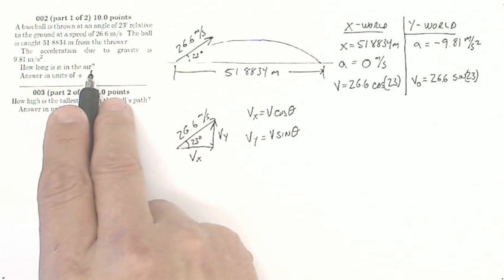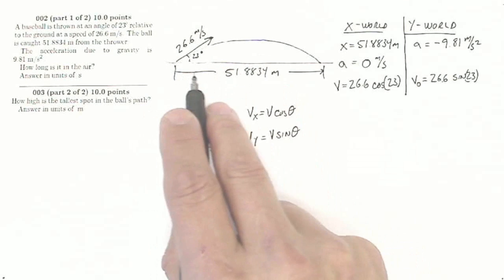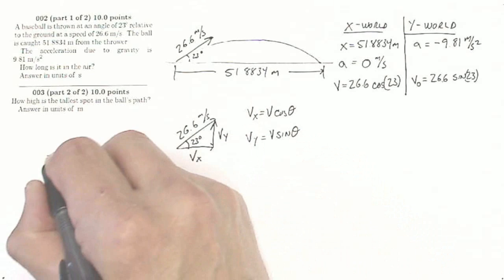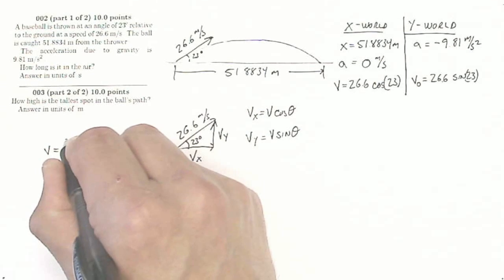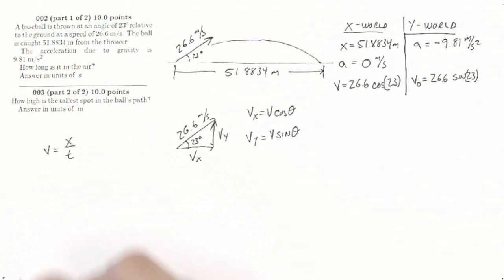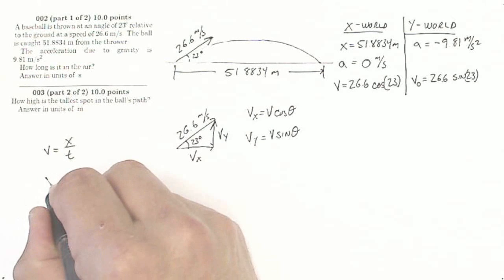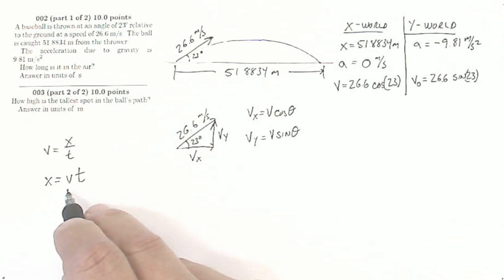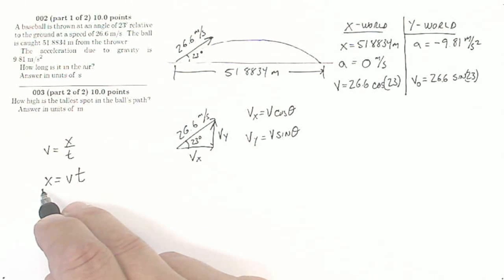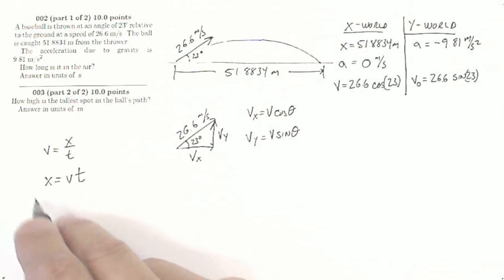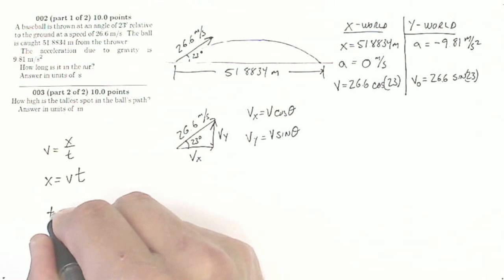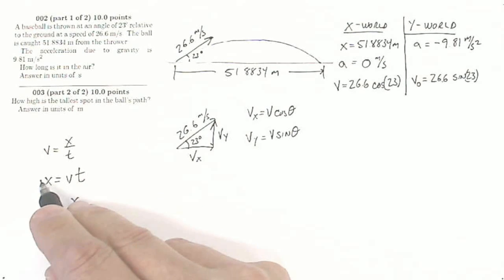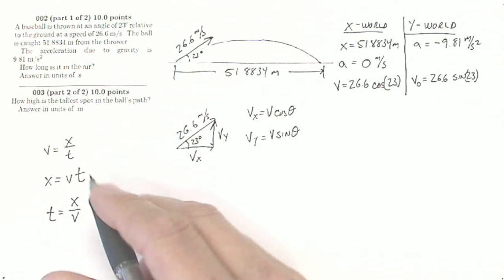So to answer this, how long is it in the air? Well, that's up and down, but that's how long it takes to go 51.8834 meters. So I know in the x world that my velocity is my distance over my time, meters per second, or my distance is my velocity times my time, which is meters per second times seconds gives me meters. But I'm looking for time, so I'm going to rearrange this once again, and I get my time is going to be x over v. It's my distance over my velocity. So t is x divided by v, divide both sides by v.